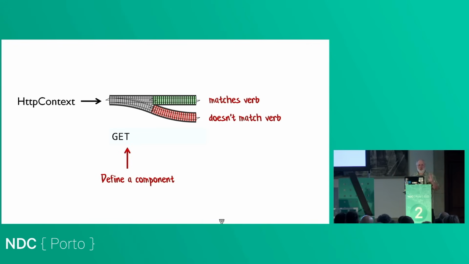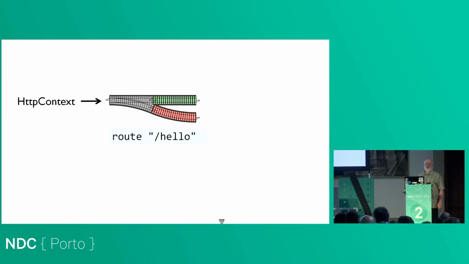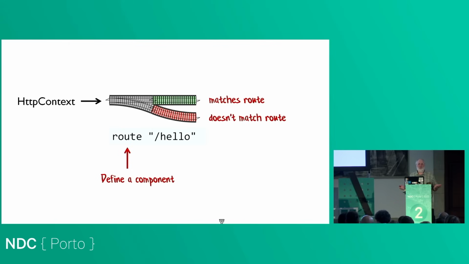That's all it does, one thing, single responsibility. All right, let's look at another one. This one is called route or route. It looks at the input, and it sees what the route or route is. If it matches, I'm saying, yeah, I handled it. And if it doesn't match, I didn't handle it.